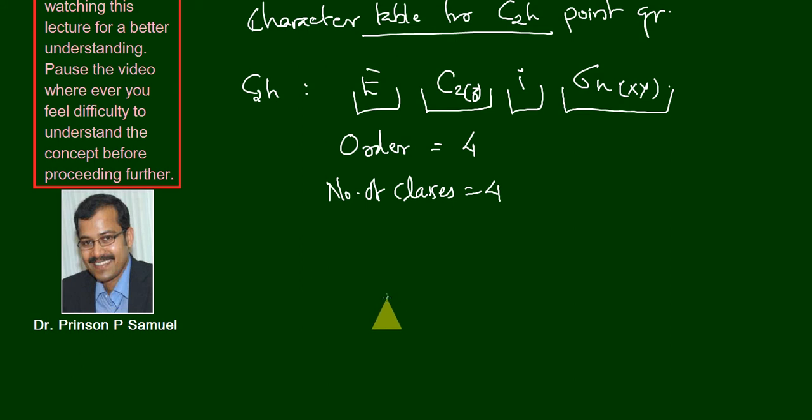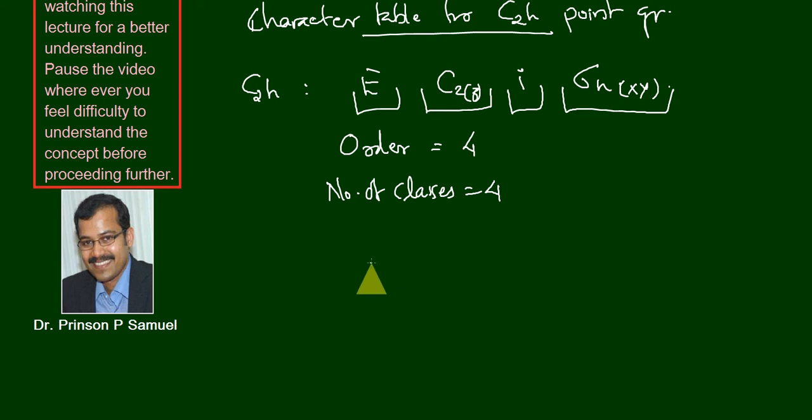In order to construct the character table for the C2h point group, we depend upon the rules derived from the great orthogonality theorem. We have already derived 5 rules from the great orthogonality theorem, and I have explained this in detail in one of my previous lectures. If you have not watched it, I recommend you to watch that lecture, as it is very necessary to understand what I am talking about in this lecture.